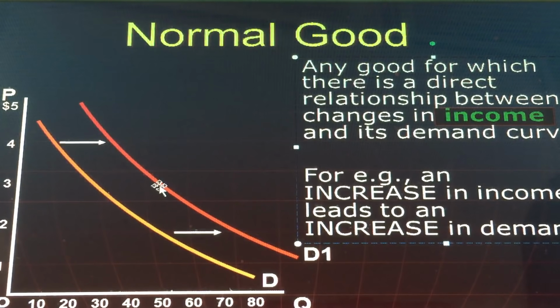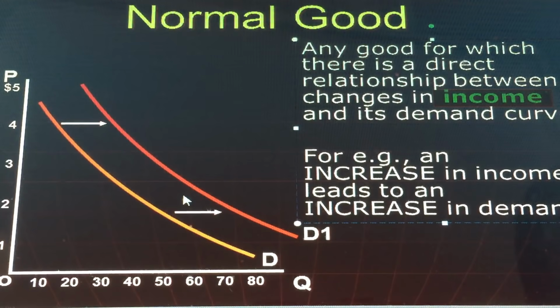So here, what will happen? The demand actually shifts out to the right. The price of the bag is still $5,000. The price of the bag didn't change. If the price changed, it would be a movement along. But in this case, it's because your income increased, so you can afford it. Alright? The opposite is true, of course.